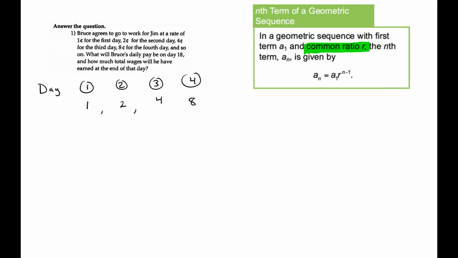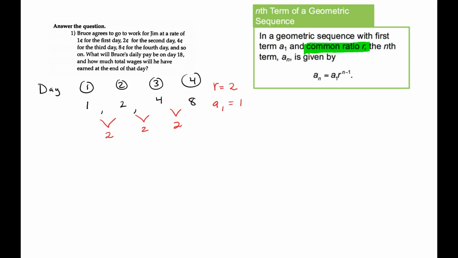All right. So what is the common ratio? What we have to do there is divide. 8 divided by 4, 2. 4 divided by 2, 2. 2 divided by 1, 2. So the common ratio r is going to be 2. And we found our first element, okay? Our first element is 1. So a sub 1 equals 1. Okay, that's not too bad.